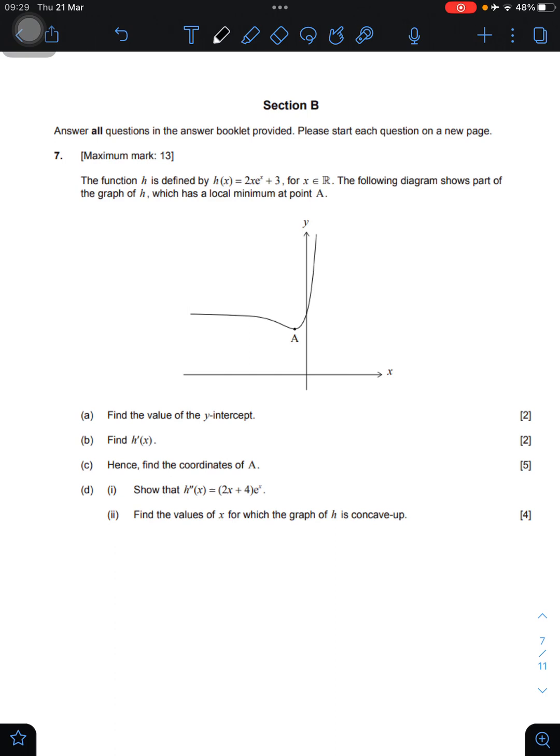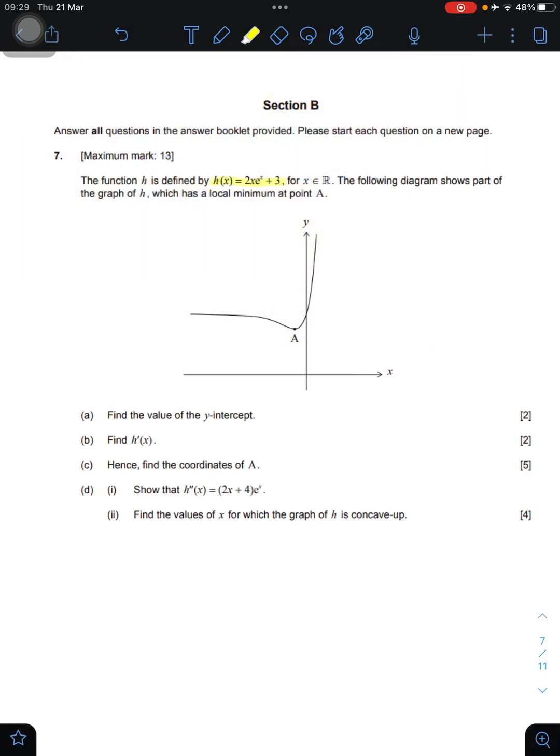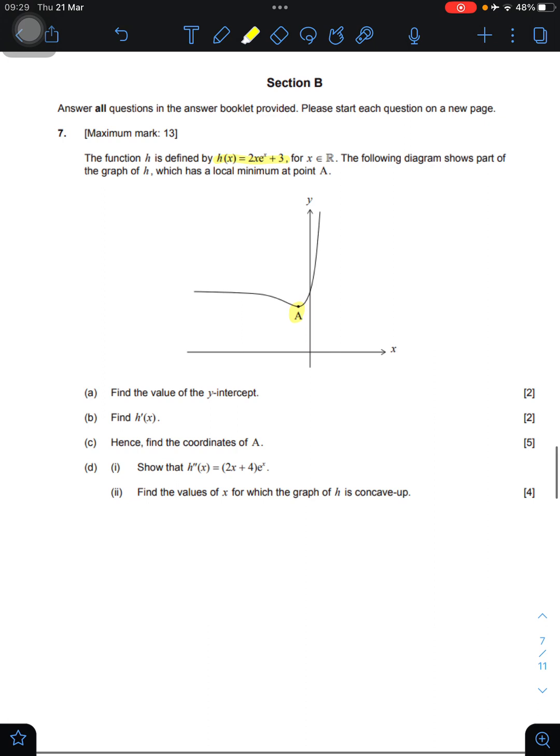So let's dissect the first question. I can already see it's looking like calculus. It's a function there. There's often a lot of calculus in section B. So the function is defined by h of x equals 2x e to the x plus 3, where x is a member of the reals. The following diagram shows part of the function, with a local minimum at point A. Find the value of the y-intercept.